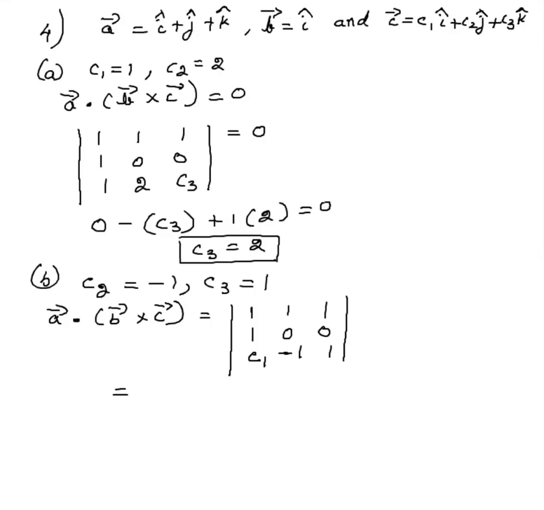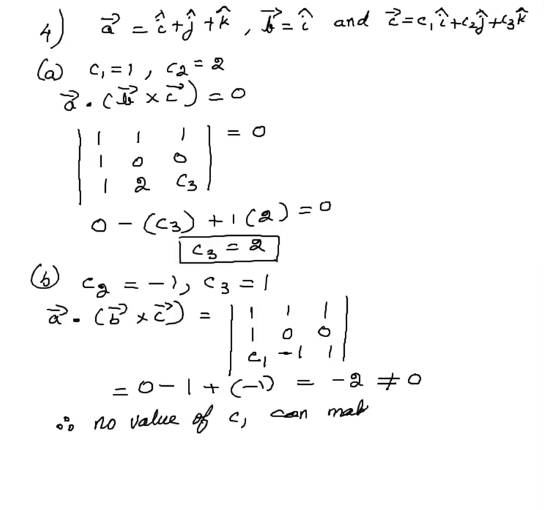Let us expand this determinant. 1 into 0, first term is 0, minus 1 into 1 minus 0 and plus 1 into minus 1 minus 0. The answer is minus 2. Never it can become 0. Whatever the value of C1 is, this scalar triple product never takes the value 0. No value of C1 can make vector A, vector B and vector C coplanar.